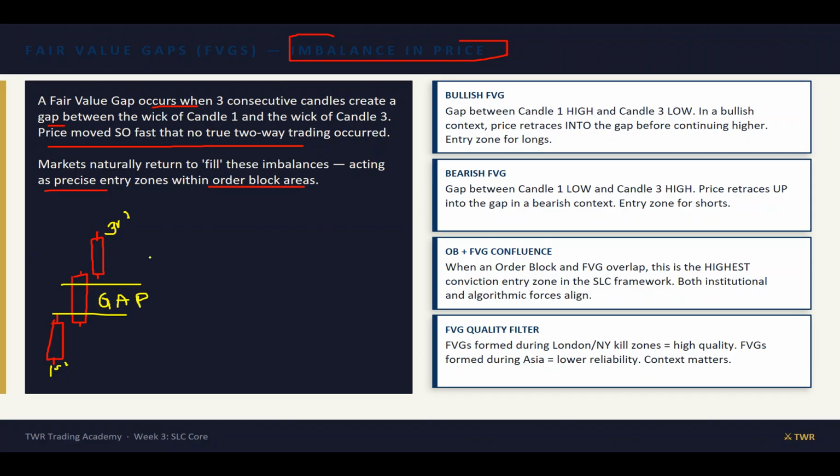Usually you'll find that price comes back to fill these gaps before continuing. A bullish fair value gap is the gap between the first candle high and the third candle low. Price retraces back into the gap before continuing higher, as I've said. For a bearish one, it's still the same.